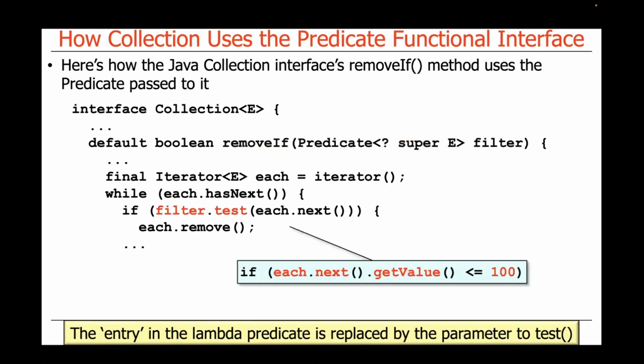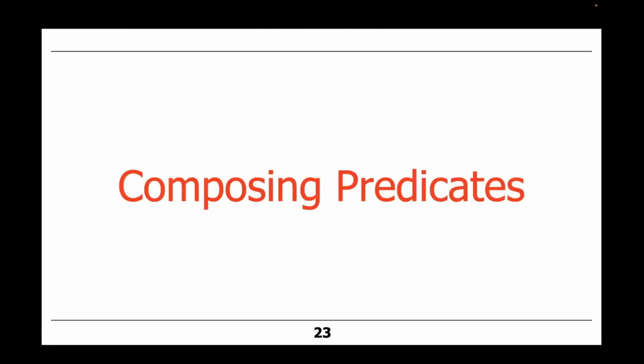And then down here, you can see that the implementation of removeIf will iterate through all the elements in the collection, and it'll call the test method on each of the elements. And if there's a match, if it returns true, it'll remove it from the collection. So what's happening here is this filter.test is actually being expanded into if each.next.getValue less than or equal to 100, then it'll go ahead and remove it. So that's basically what's happening. We're binding the lambda expression in place of the test call.